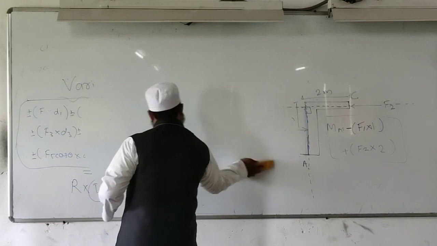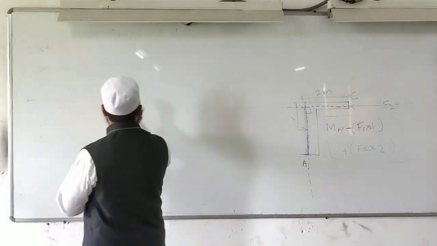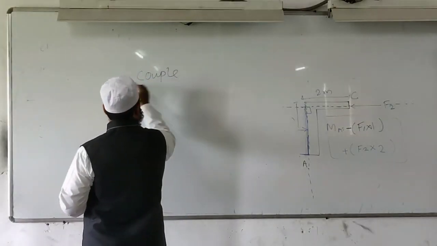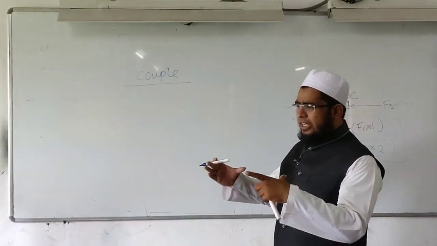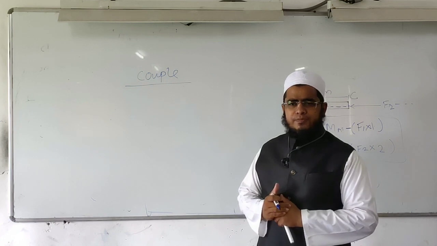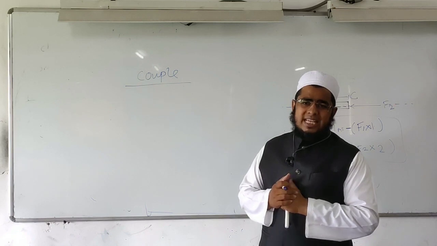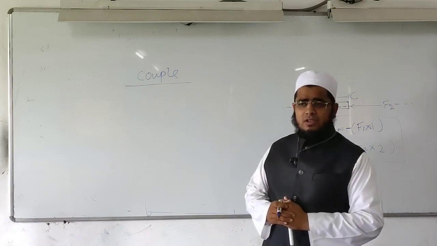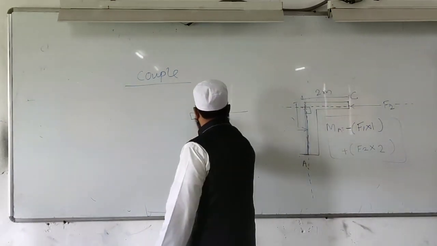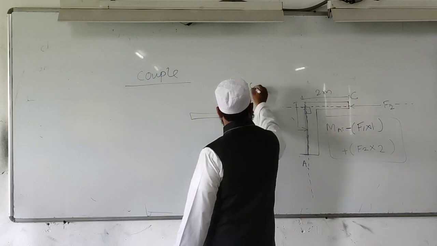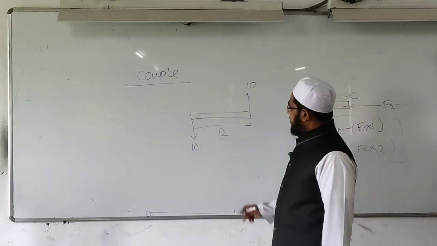Now there is one very important concept, that is called the couple. What is meant by couple? In a force system, there is a possibility when two unlike parallel forces of equal magnitude acting on the object, separated by a finite distance, are said to be forming a couple. For example, it is 10, it is 10 and this distance is 2 meters. Then it is forming a couple.